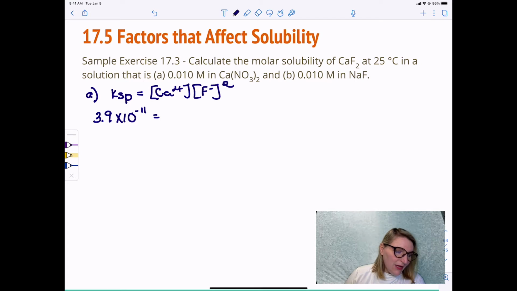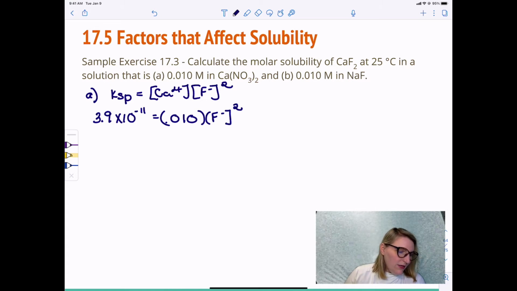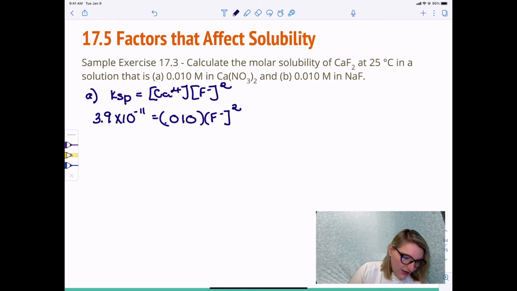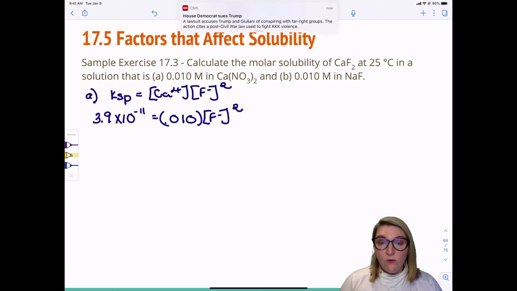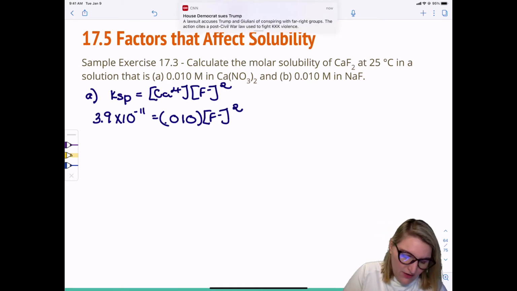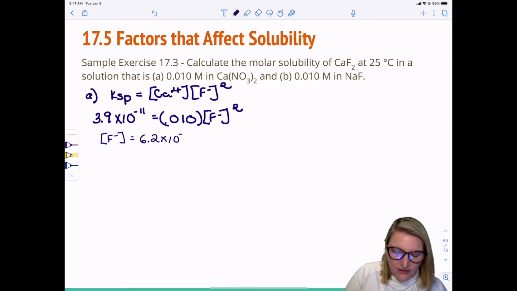The calcium ion is 0.010. And then we would solve for the fluoride ion. Then, of course, we would need to divide by 0.01 and then take the square root of that answer to finally get that the concentration of the F minus at equilibrium would be 6.2 times 10 to the negative 5.